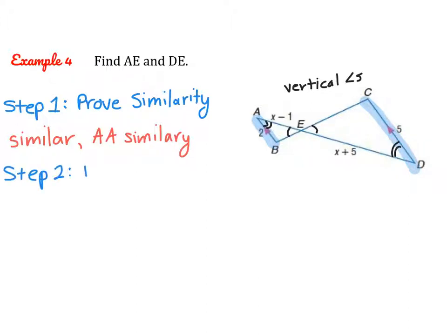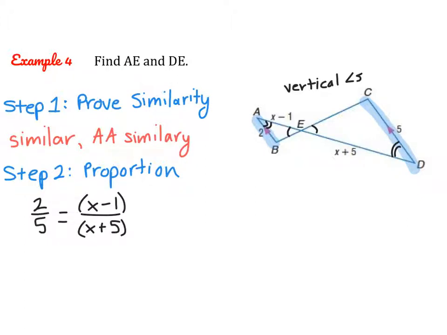So now that I know that the two triangles are similar, I can move on to step 2, which is to create a proportion with the corresponding sides. So I know that 2 will go with 5. So we could say 2 over 5 equals, I know that x minus 1 goes with x plus 5 because they're the two that are squished between our two congruent angles. So from here, we can cross multiply.